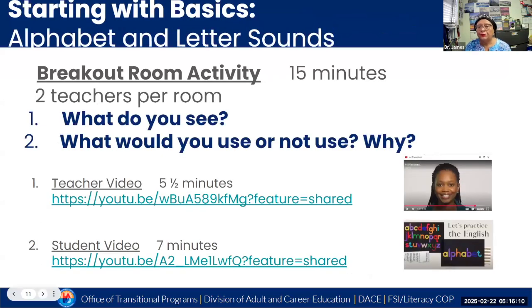We're going to go to a breakout room for about 15 minutes. There'll be 2 persons per room. You're going to have a teacher video and a student video. These are resources that I have used in my classroom.